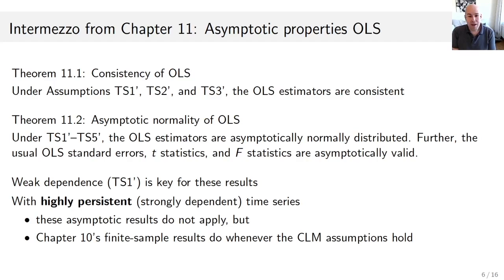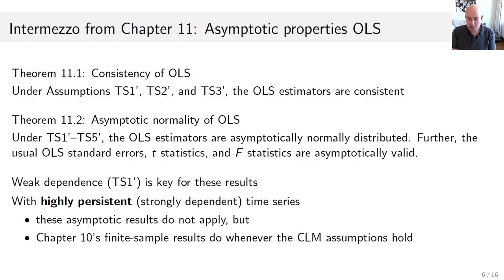Then there is theorem 11.2. That establishes asymptotic normality of OLS. For that, we need two additional assumptions. One is homoskedasticity, and the other assumption is a zero serial correlation assumption. That's assumption number 5'. And under these five assumptions, the OLS estimators are going to be asymptotically normally distributed.